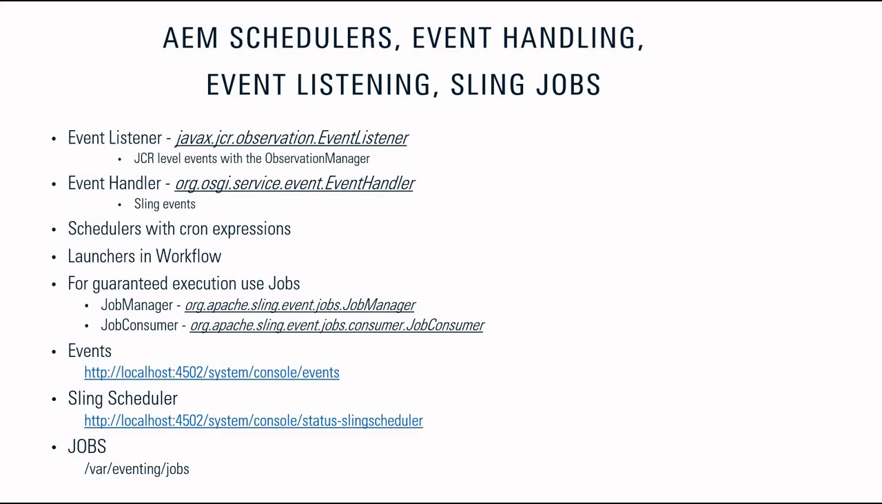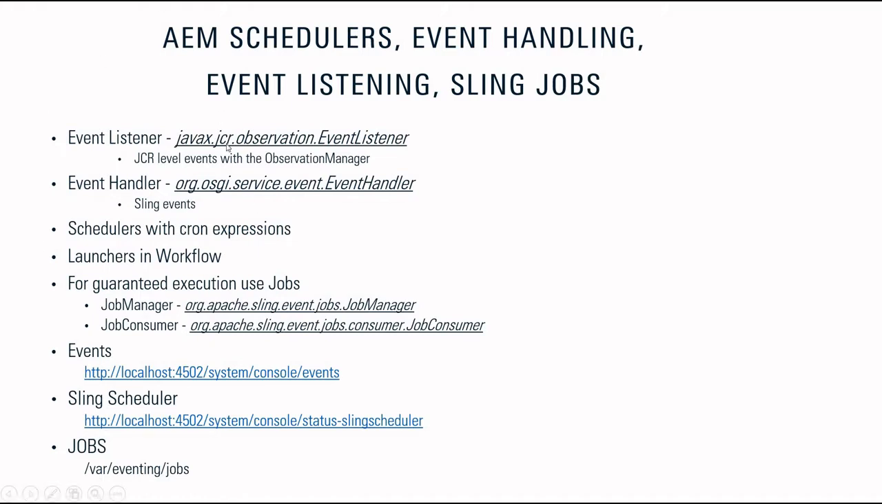Okay, hello everyone. In my last video, I discussed how we can write a scheduler using a cron expression, how we can implement the Runnable interface, how we can override the run method, and how we can use the job consumer and job manager classes to make sure our job is completing successfully at least once. In this video, I will talk about the event listener first.